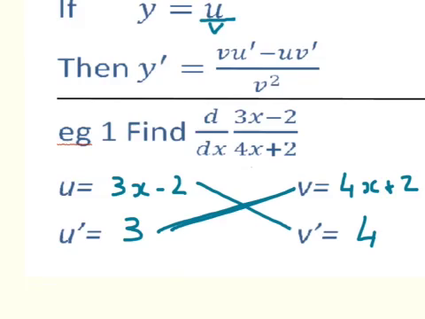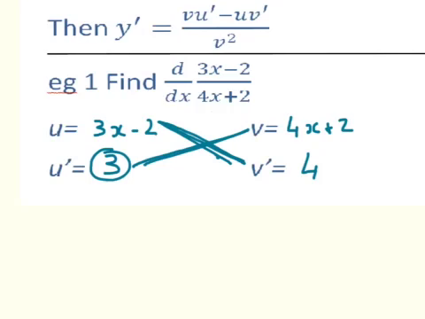Now it's my habit to write down the shorter of the two expressions first. So in other words, instead of v u dash, I'd write u dash v, and instead of u v dash, I'd write v dash u. That's just a little tip. Okay, so let's have a look and see what we get.